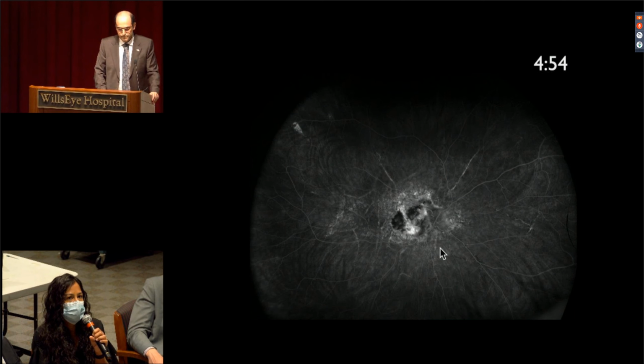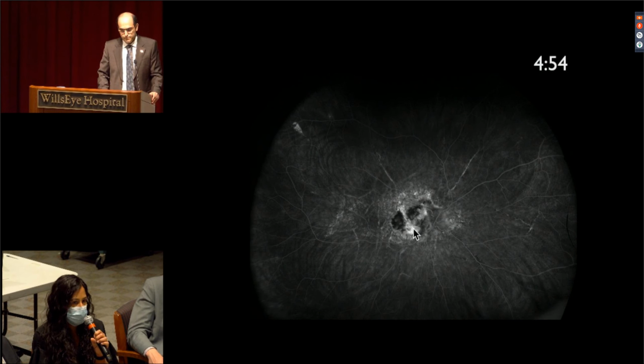And then, later frame here at almost 5 minutes, increasing hyperfluorescent signal in the inferior macula here, and then kind of coursing up to the superior macula as well.